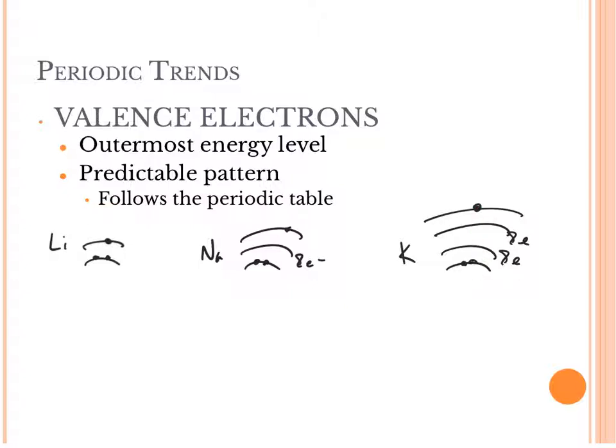These 3 elements are stacked on top of each other on the periodic table, and you'll notice that they all end with 1 valence electron. This is a predictable pattern. In fact, the periodic table follows this predictable pattern. Every time you move a group to the right on the periodic table, you add 1 valence electron to the outermost shell. Regardless of how far down the group it is, each of those elements in that group share the same number of valence electrons.